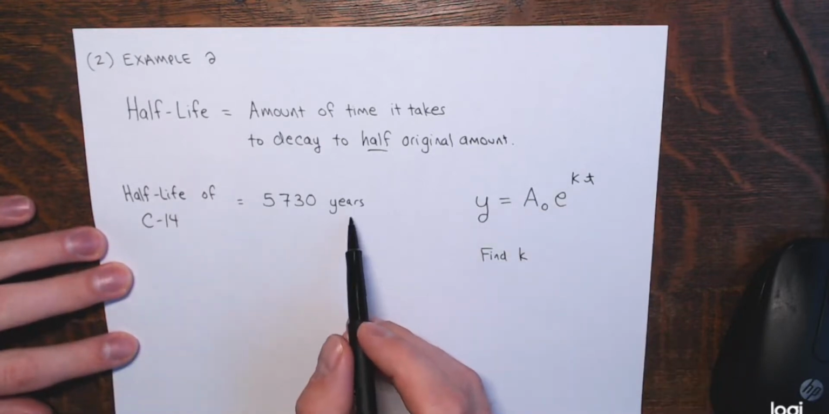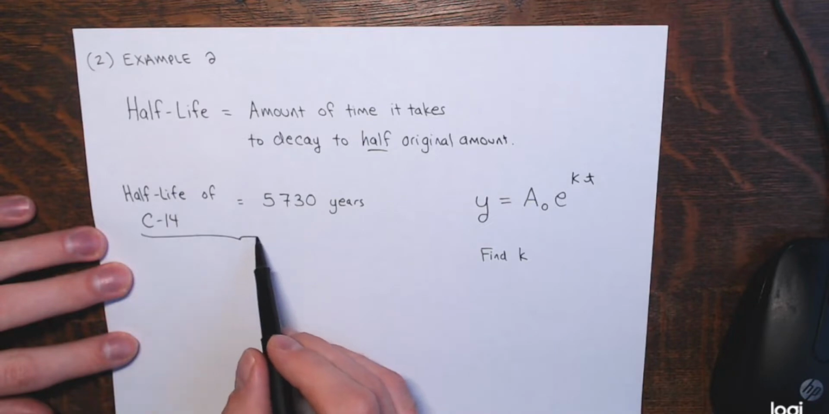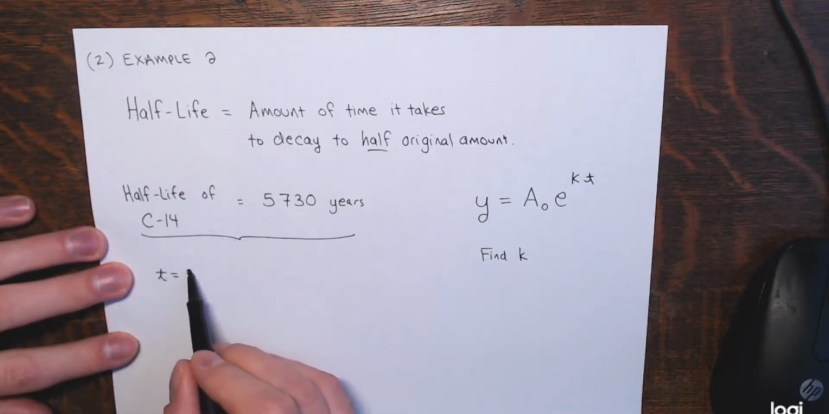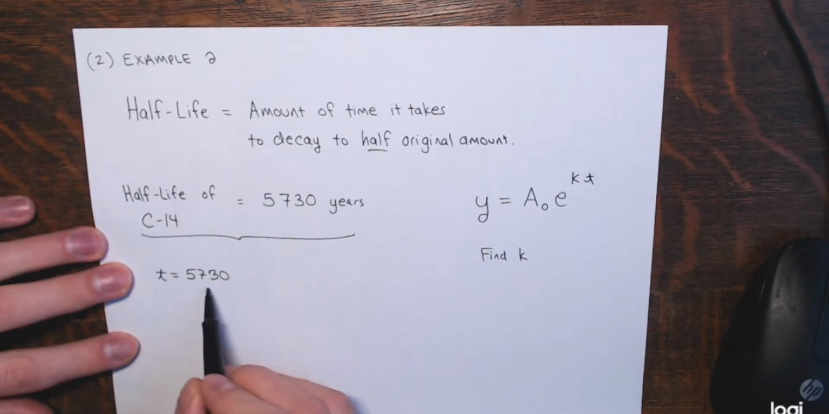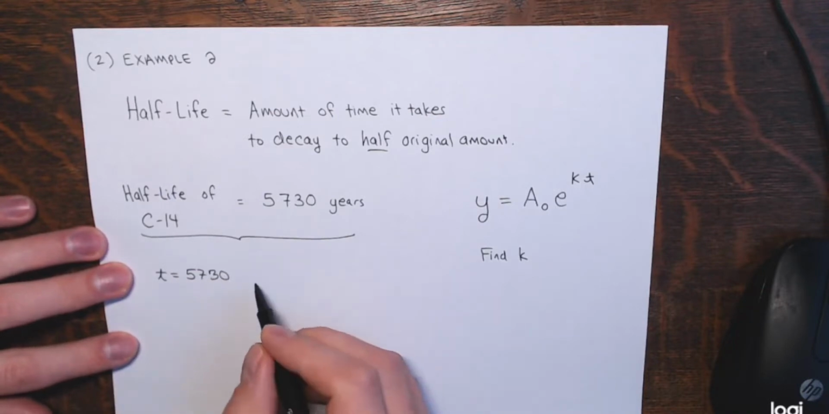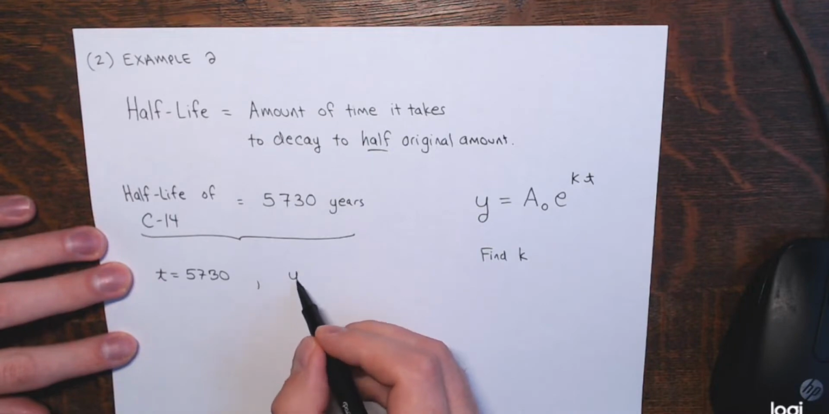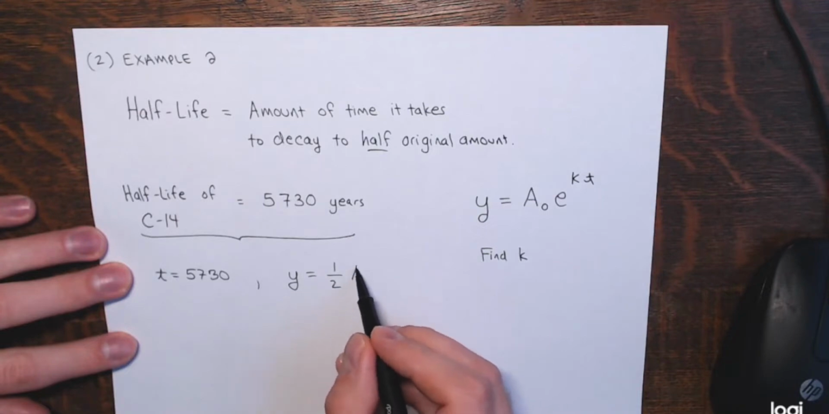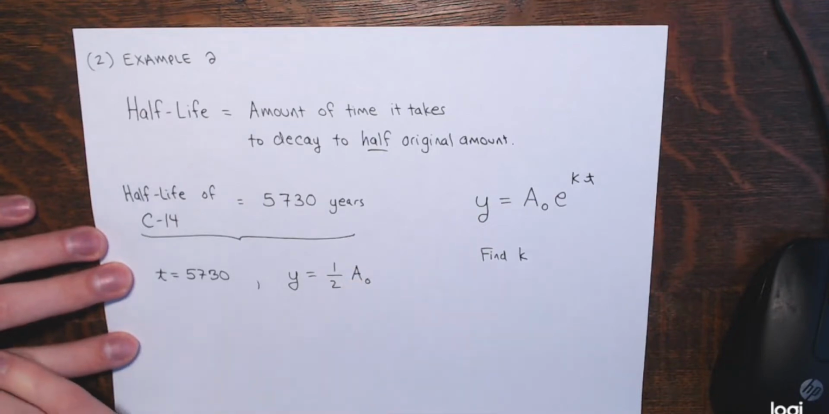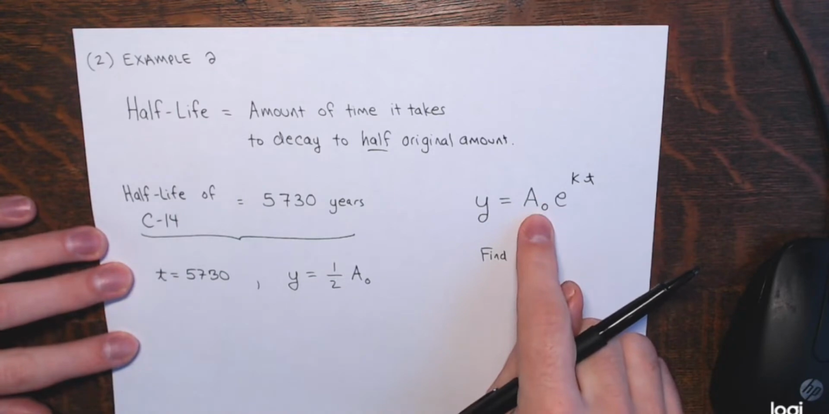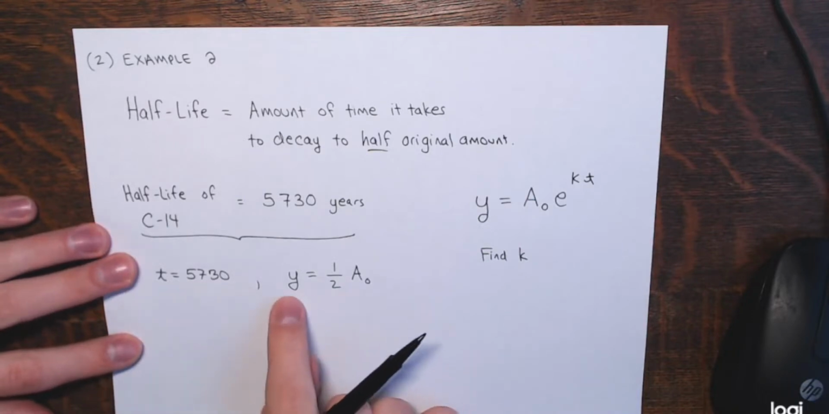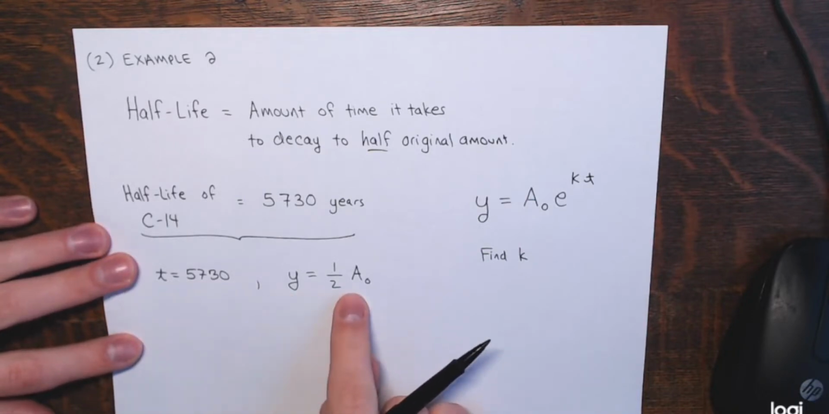Now remember, what this means is that when T equals 5,730, when 5,730 years have passed, Y is half the original amount, so half A sub 0. I hope that makes sense, because again, A sub 0 is the amount when time is 0. So after 5,730 years, Y, or the amount of carbon-14, is half the initial amount.